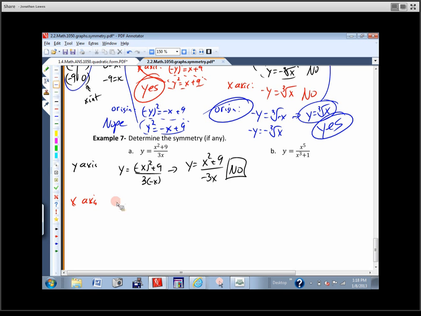X-axis. I mean, do I even need to write anything down for this? Because it's going to be negative y. I don't change anything over here, so there's no way it's going to be the same. So the answer there is no.